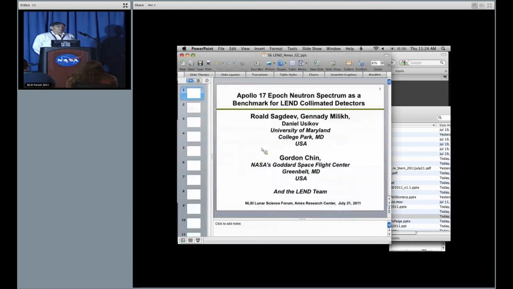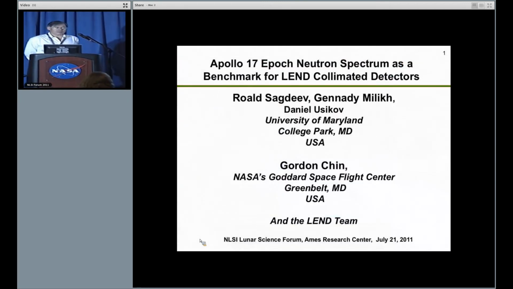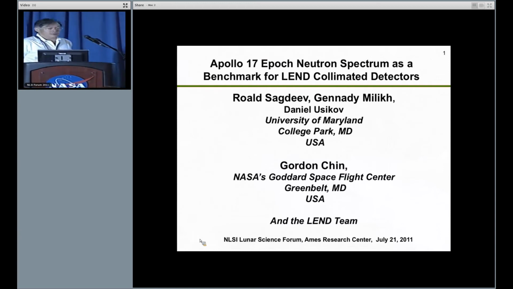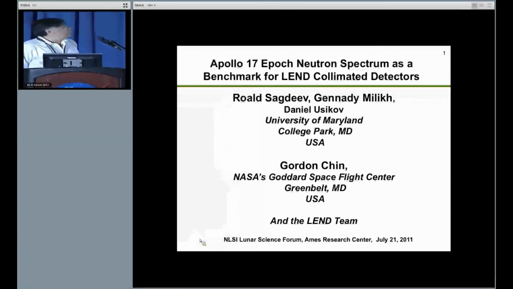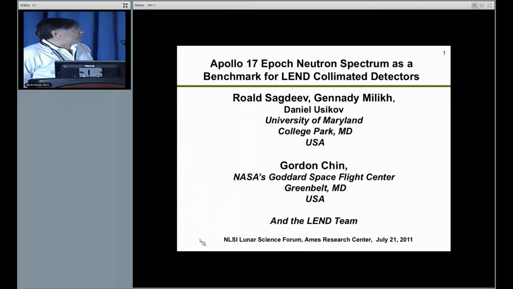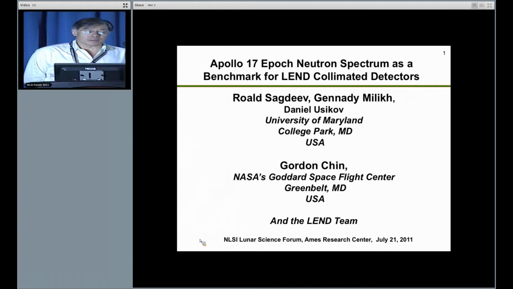We are in this talk trying to clarify the performance of the LEND sensors, in particular the collimated detectors. This is work by the University of Maryland LEND team, led by Roald Sagdeev, Gadana Milikh, and Daniel Usikov, supported by myself at Goddard, and of course by the entire LEND team, because the LEND instrument was led by Igor Mitrofanov at IKI.